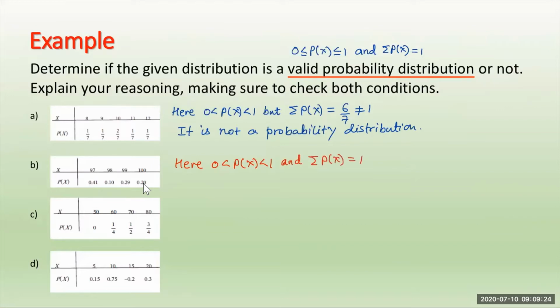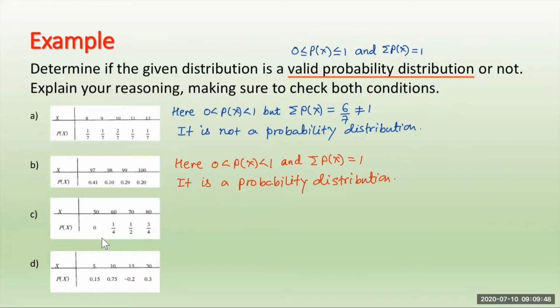Is this a probability distribution? Yes, it is a probability distribution. I'm writing that sentence. Make sure you also write the sentence. Okay, let's look at C.